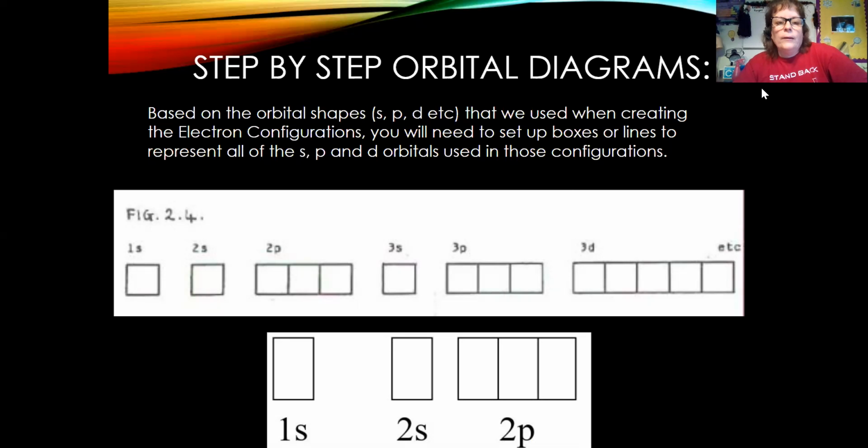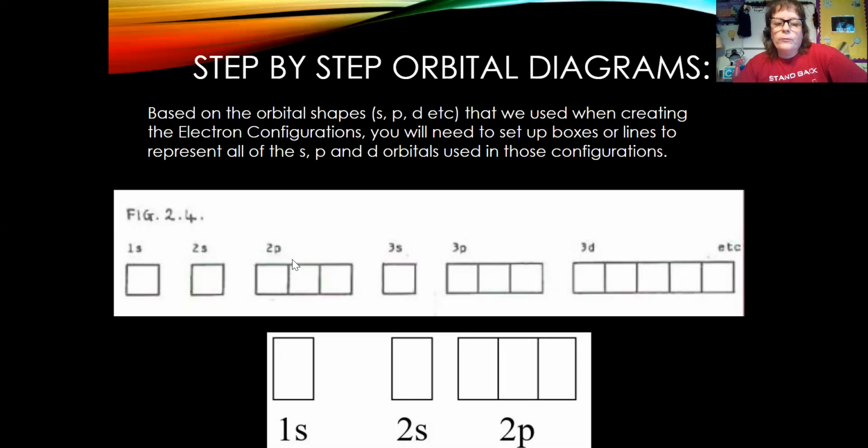So based on the orbital diagrams, the s's, the p's, the d's, and all the numbers that we use when creating the electron configurations, you'll need to set up boxes or lines. So you can either do the boxes or you can set up the little blanks, whichever you prefer, to represent all the s, p, and d orbitals used in those configurations. Okay, so the 1s only has one orbital, because remember, it only holds 2 electrons. 2s is the same thing.